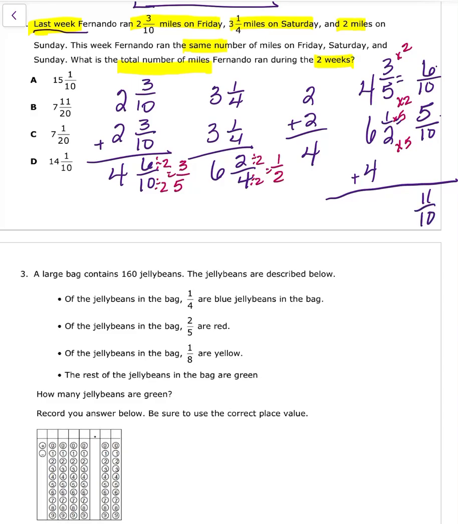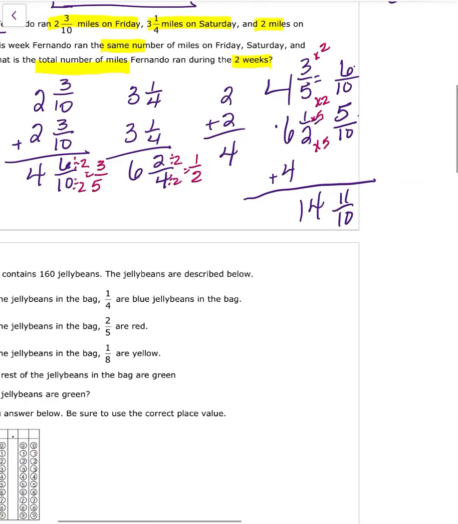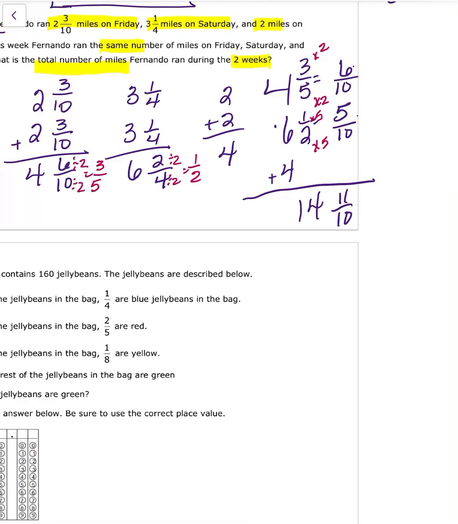And then 4 plus 6 is 10, plus 4 is 14. So we have 14 and 11 tenths. Hopefully you noticed that. That is improper because our numerator is bigger than our denominator. So how do we fix improper? We divide it. I'm going to scooch this over just a little bit because I'm running out of room. So 11 divided by 10, numerator in, denominator out. Your remainder becomes your numerator and your denominator stays the same.